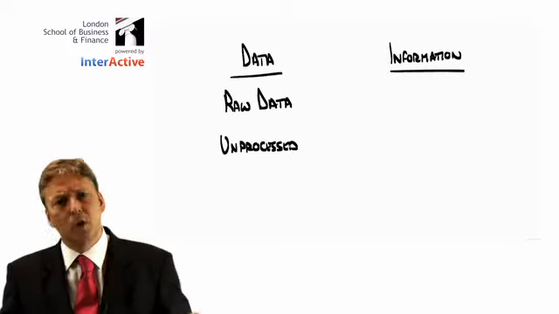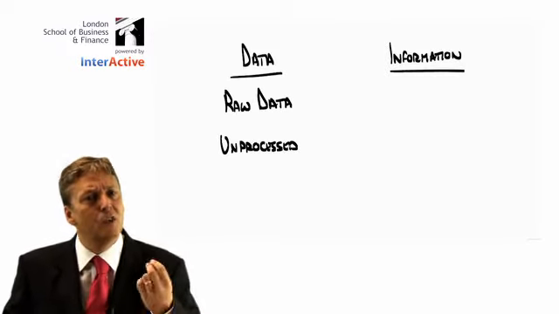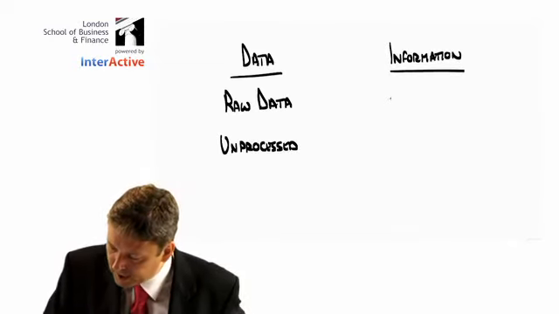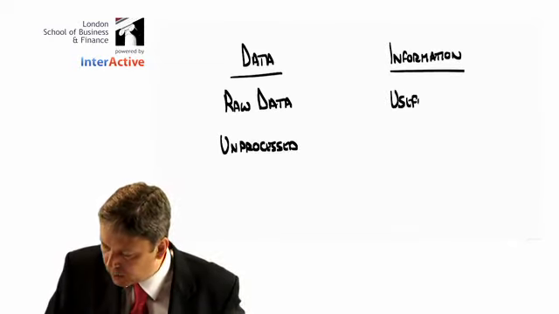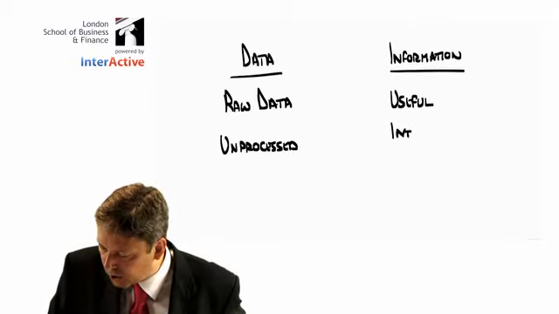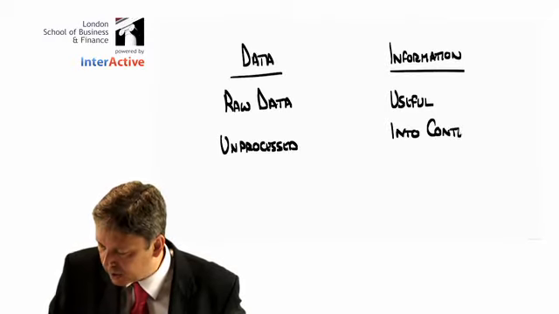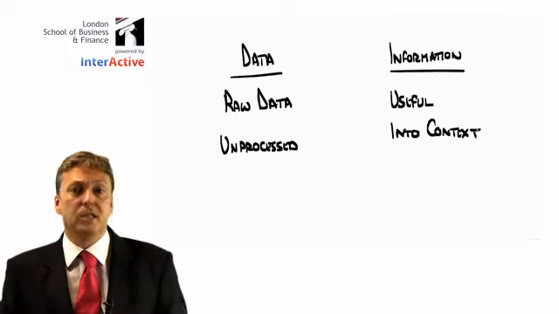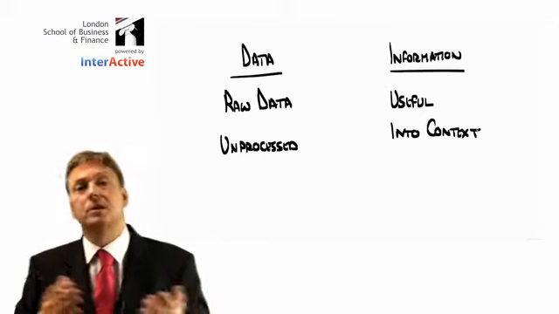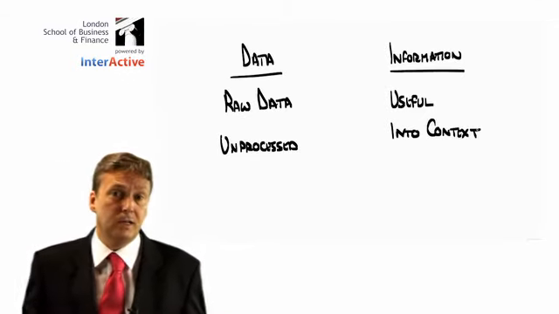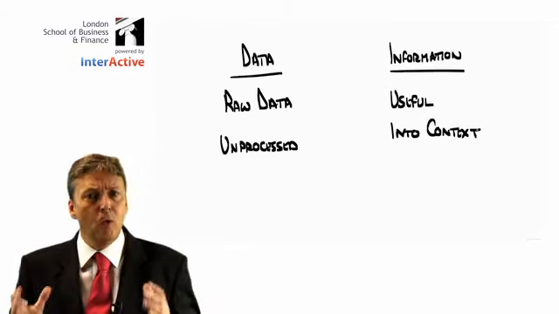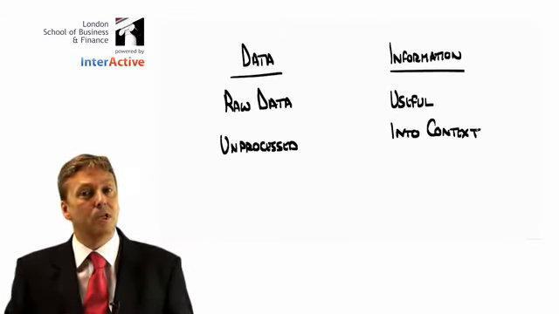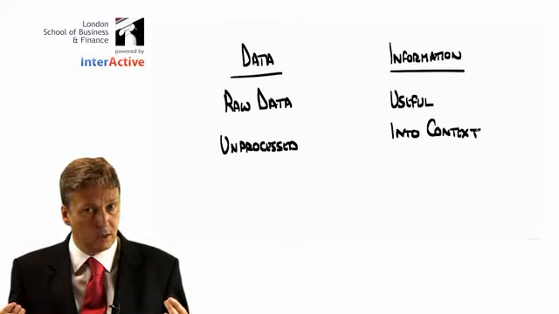So the issue of looking at information is that we take the basic raw data, and what we do is we make it useful. We put it into context. The way we put it into context is that we may compare the data to something else. We may calculate a ratio. But one way or another, we put it in a form that allows us to make decisions.